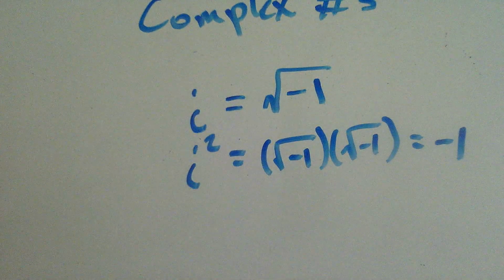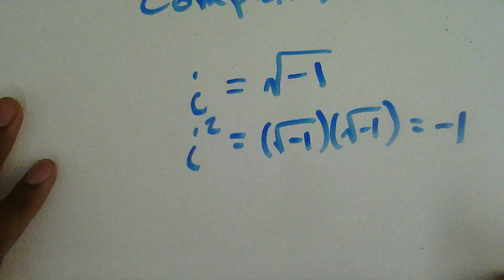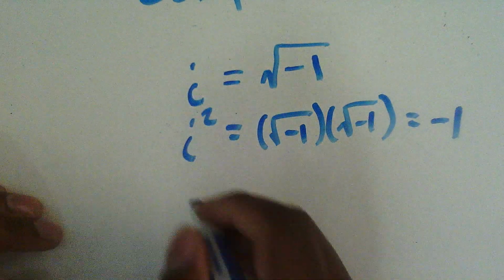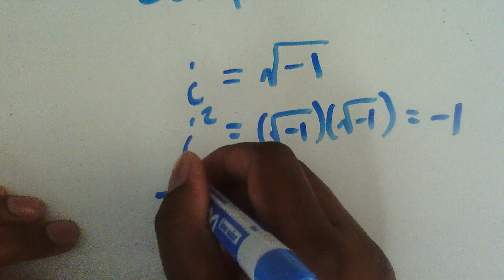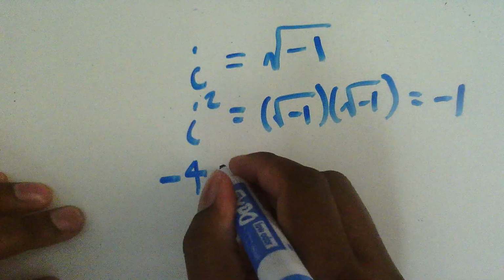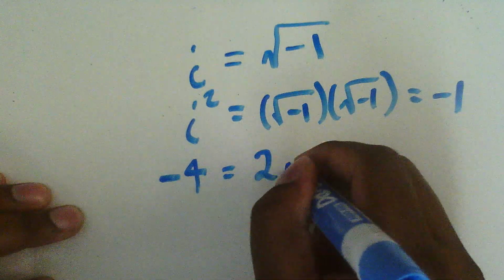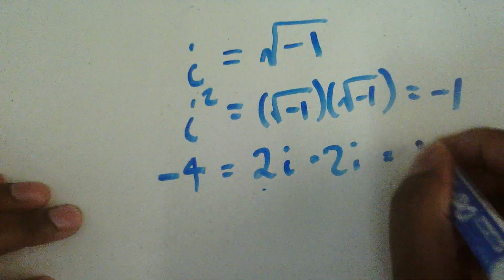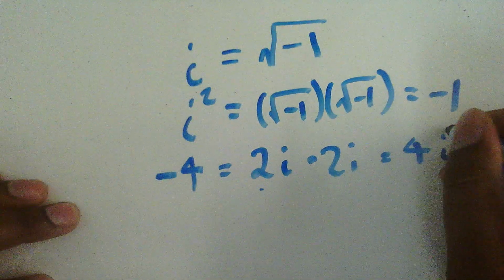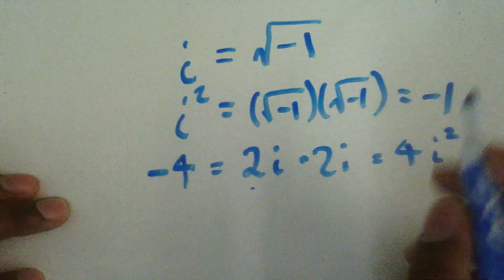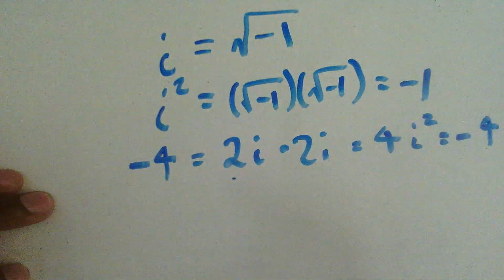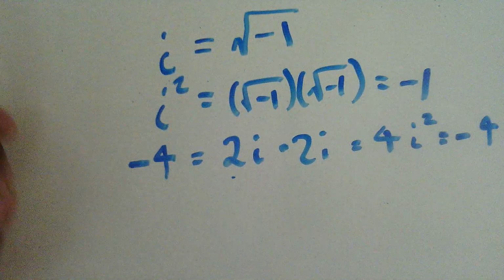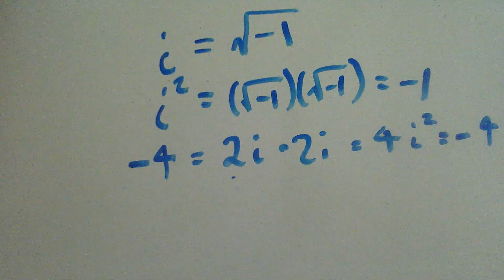In other words, let's say I wanted to figure out what two numbers multiply to give me negative 4. Well, that would have to be 2i times 2i. Why? Because 2 times 2 is 4. i times i is i squared. i squared is negative 1, so that gives us negative 4. So just to recap, i is the square root of negative 1. i squared is just negative 1.